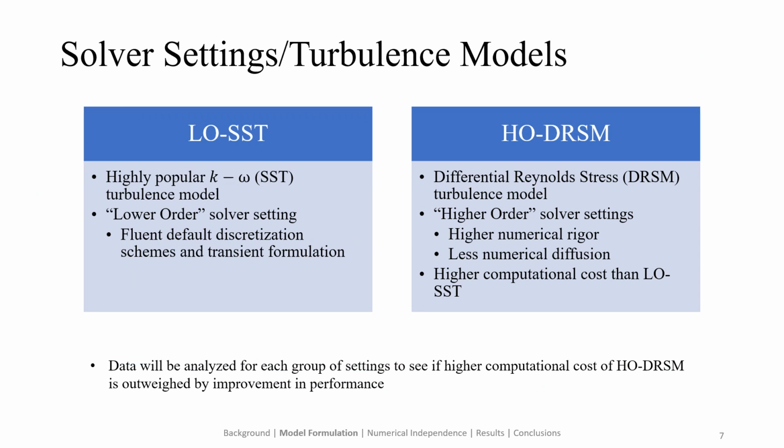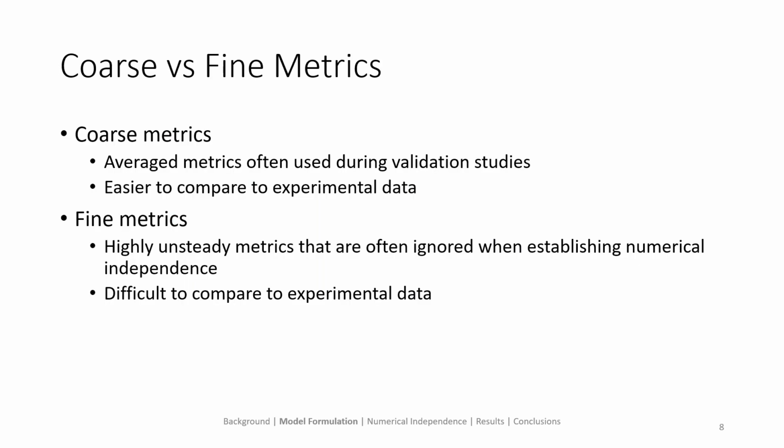Solver settings and turbulence models were broken down into 2 distinct groups, LOSST and HODRSM. LOSST included the highly popular, but inaccurate, K-omega SST turbulence model, and Fluent default discretization schemes and transient formulations, making up the lower order solver settings. HODRSM included the differential Reynolds stress turbulence model, which is a linear eddy viscosity turbulence model, much like the K-omega SST, but it is more computationally expensive while being more accurate. Higher order solver settings were also investigated, which included higher numerical rigor and less numerical diffusion, while sacrificing computational cost in the process.